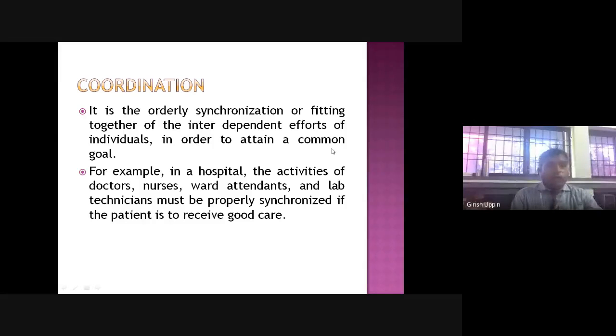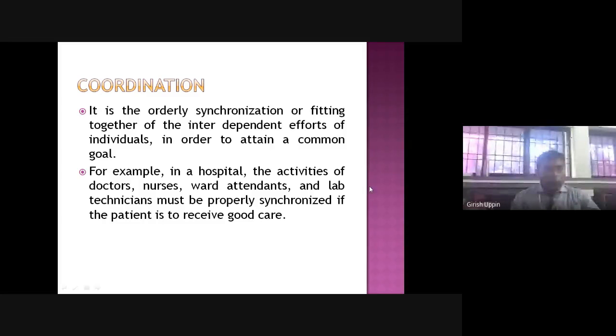Okay, so coordination is the orderly synchronization or fitting together of the interdependent efforts of individuals in order to attain a common goal. Whatever interdependent efforts there are among the individuals, they will work together to achieve the common goal. That is called coordination.